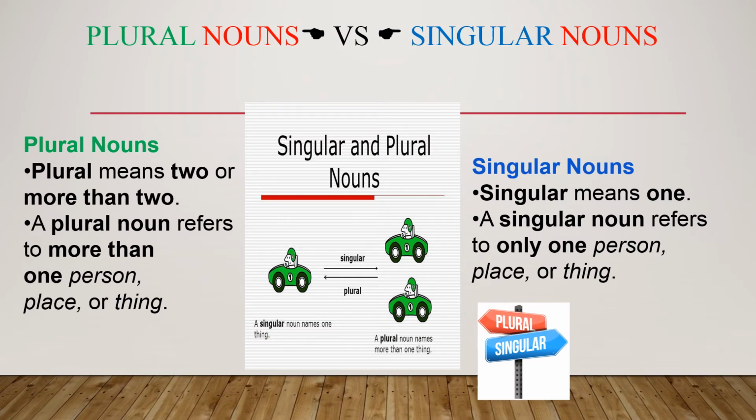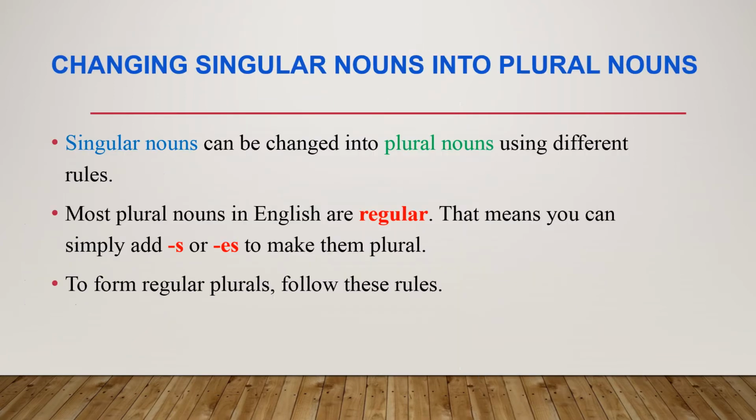Now, the lesson is between singular and plural nouns. So, what are singular nouns? Singular means one. A singular noun refers to only one person, one place, or one thing. A plural noun means two or more than two. It refers to more than one person, place, or thing. For example, here we have one car, singular. We've got two cars.